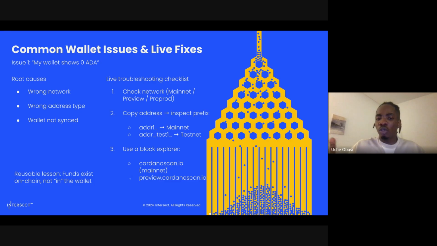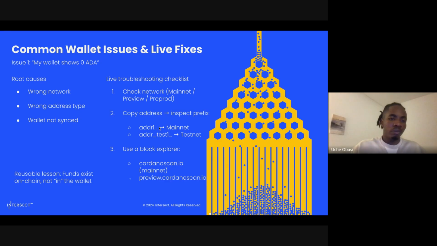So these are common issues. Yes, it might seem simple, but these are common issues that developers experience when interacting with wallets. It might come off as simple, but these are tricky issues where, when you pay attention, you can easily spot what the issue is and then push a fix.